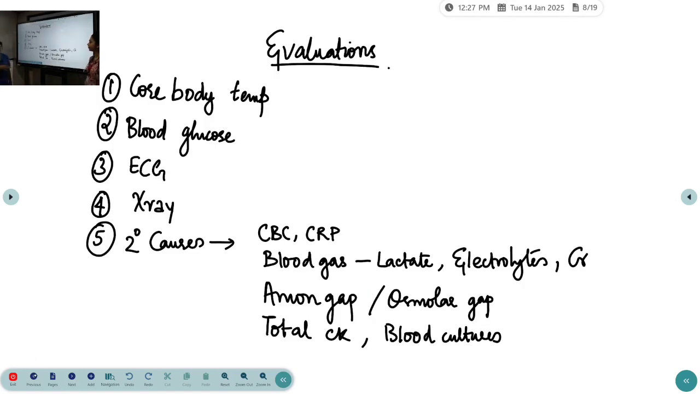Now coming to the evaluation, when the patient presents with hypothermia, initially you have to look for the core body temperature. So we look for the core body temperature.